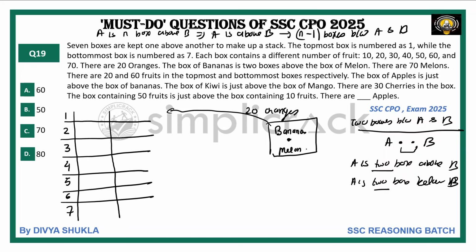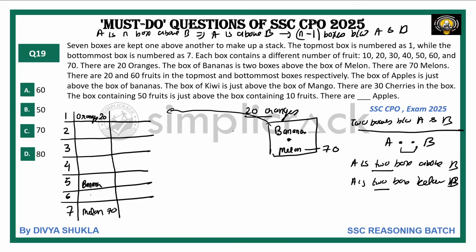Now there are 70 melons. That means the number of melons is 70. 20 and 60 fruits are kept in topmost and bottommost. So that means 20 is present here and 70 is present here. If 20 was oranges, that means oranges are placed here. And if 70 is melon, that means melon is placed here, and you have to leave one box in between, then you would be getting banana here.